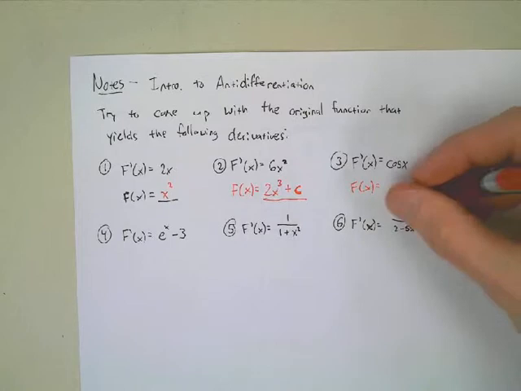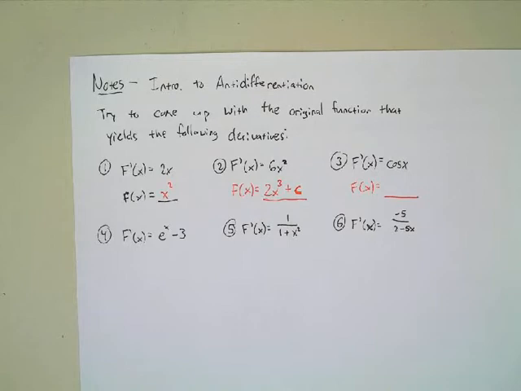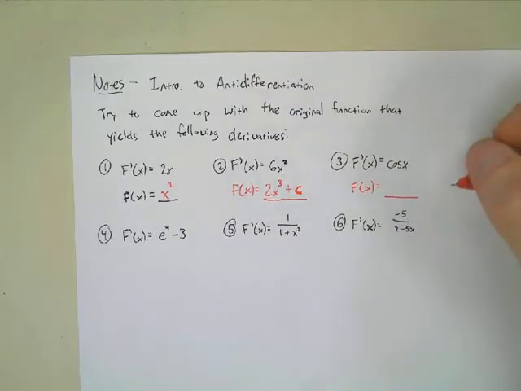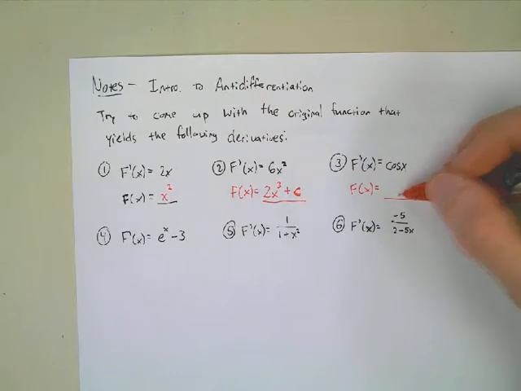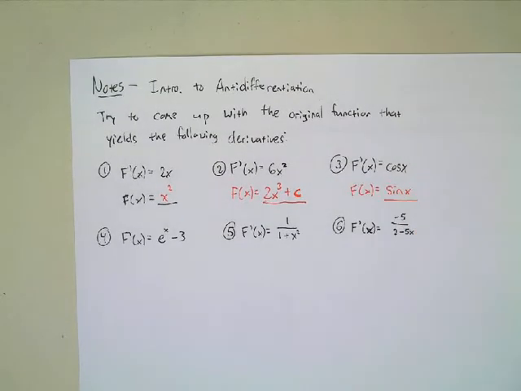Do you have to put plus c? No, not with the question that I asked. You don't have to. I mean, it's not wrong. Jack, number 3. What thing do we take the derivative of that gives you cosine? Sine of x. Okay, all right.